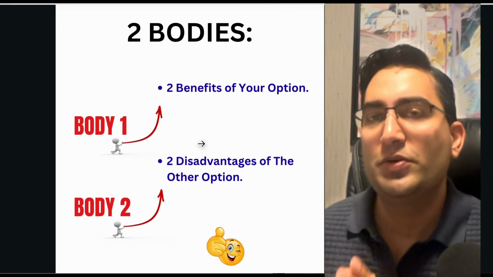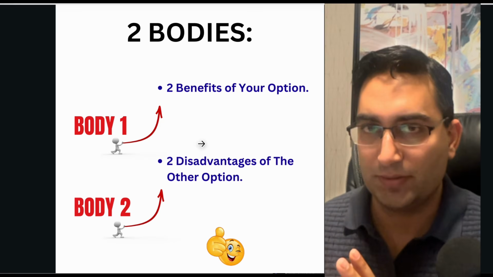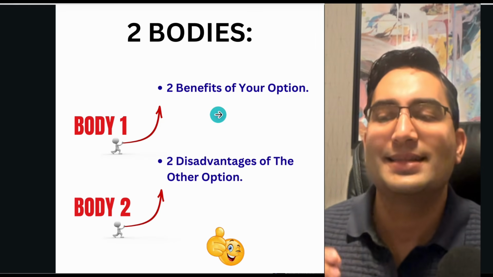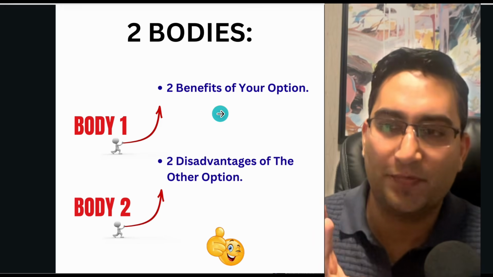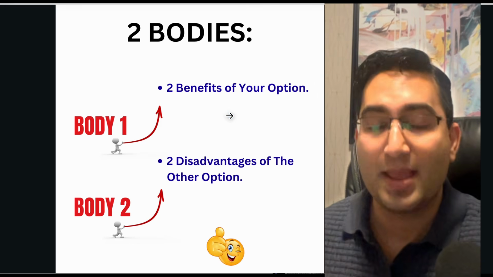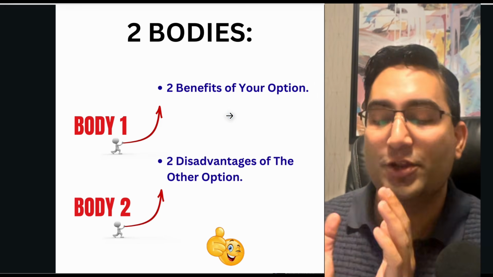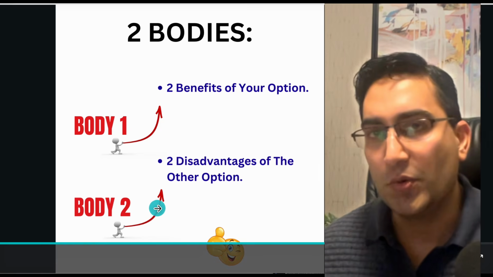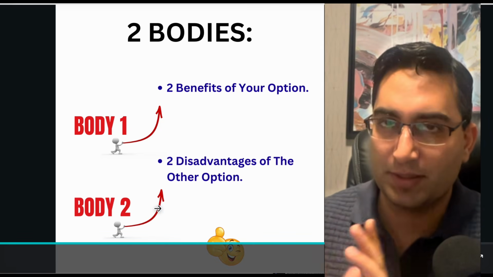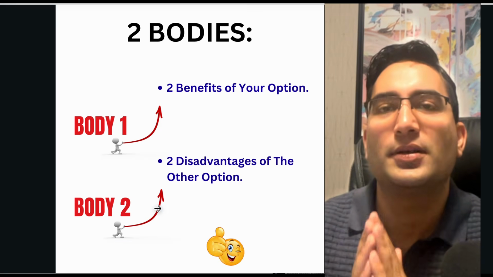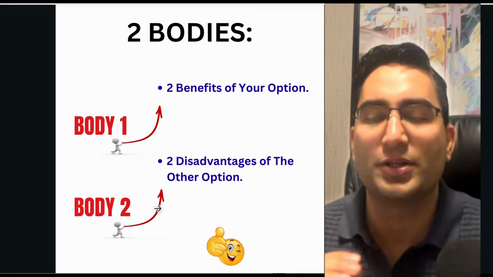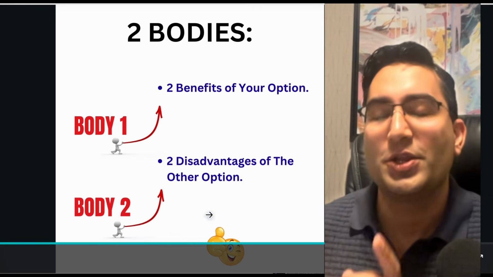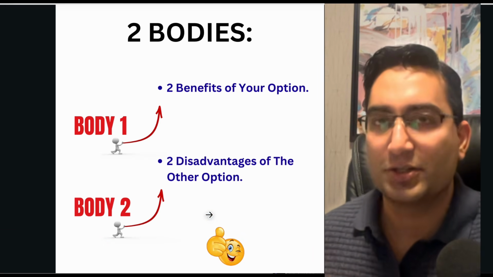Now, you're going to do two bodies in task 2, not 3 bodies, 2 bodies only. Body 1 is going to talk about 2 benefits of your option. The option that you selected, you're going to give the benefits here in body 1. Body 2, be careful, listen to what I'm saying here, this is important. You're going to mention 2 disadvantages of the other option. The option you did not select, you're going to mention the disadvantages of that.